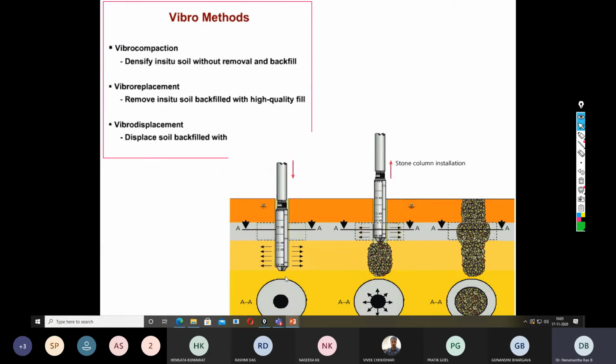So first we are driving the probe up to the desired depth. Then we start filling the backfill material from the bottom. Now as we apply the energy in the lateral direction, as you can see, the aggregates are pushed in the lateral direction depending upon the amount of shear strength that exists in that condition, or the amount of energy that we apply. And if you look at the completed vibro replacement, this is how we have created the vibration column.